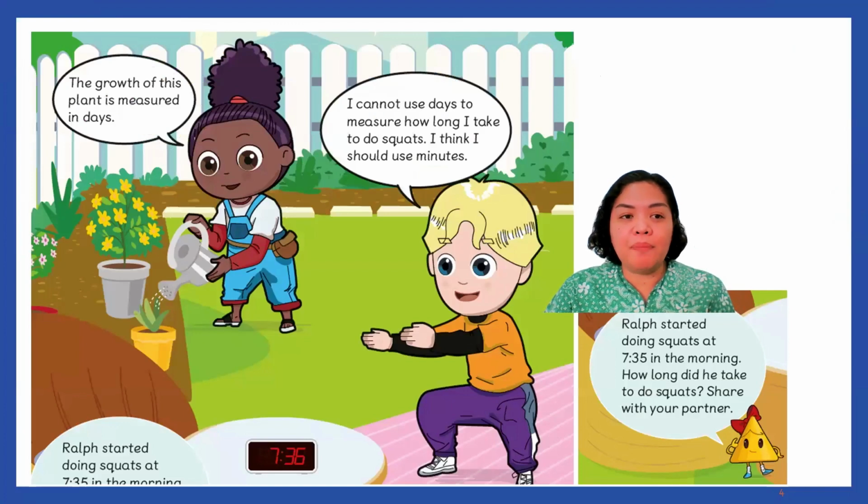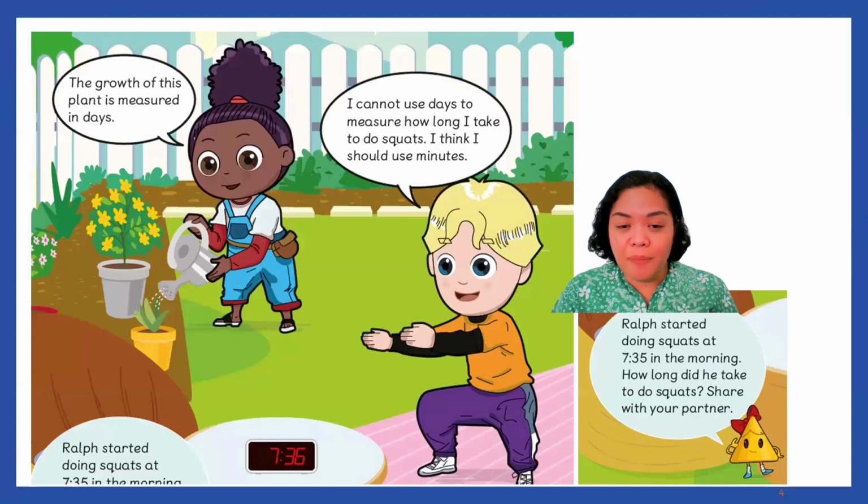Okay, look at Easy and Ralph. Easy is watering a plant, right? She said that the growth of this plant is measured in days. Is she correct? Ralph is doing a squat. He said that he cannot use days to measure this activity because that's too long. He said that he can use minutes.